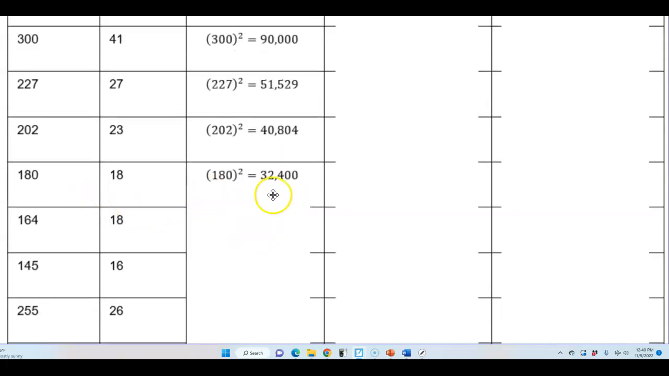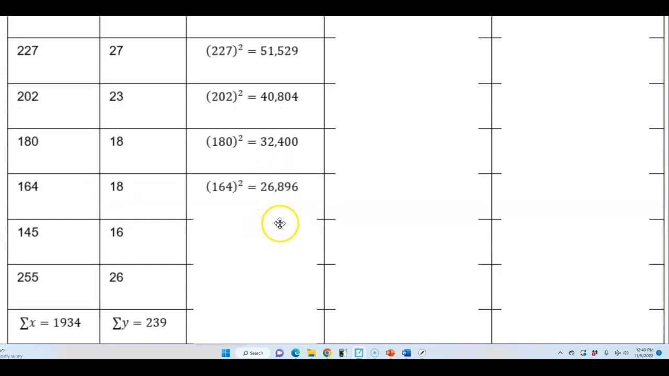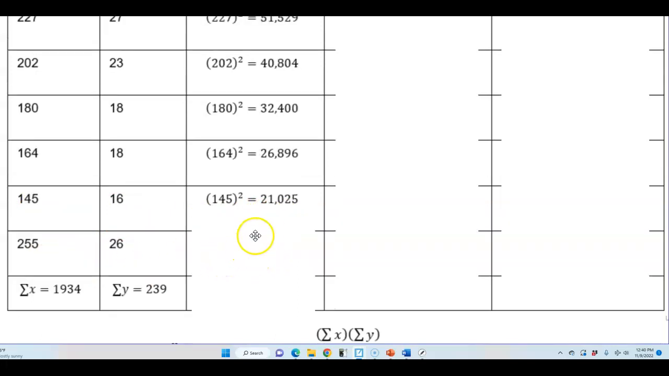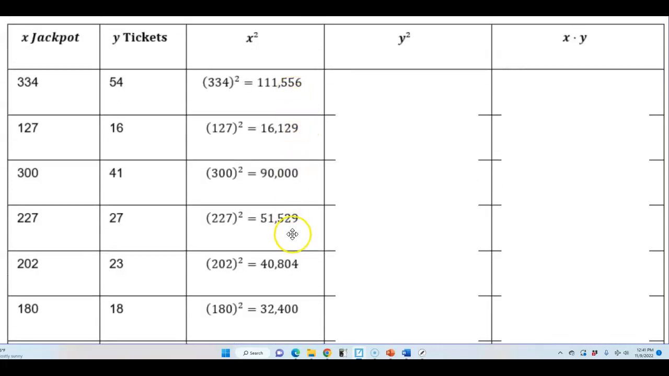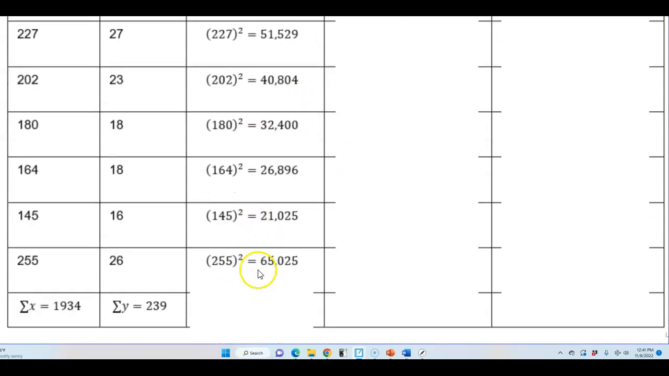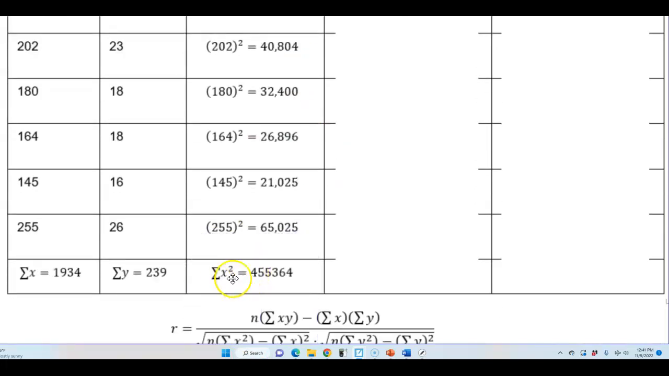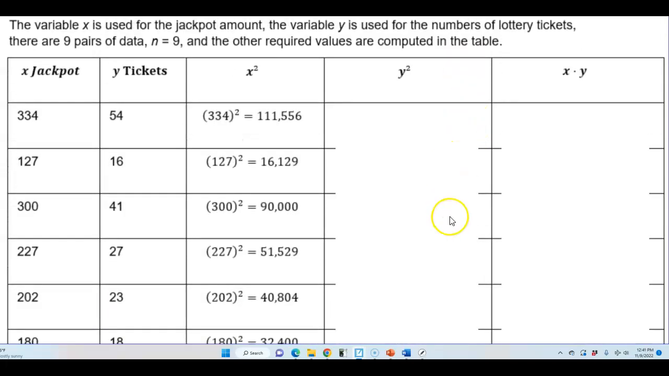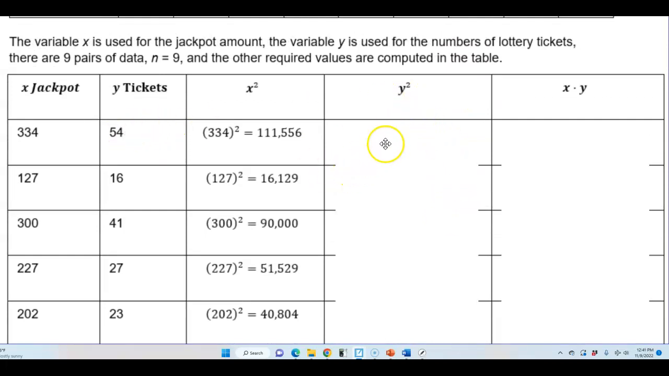If we take 180 and square that, we get 32,400. If we take 164 and square that, we get 26,896. If we take 145 and square that, we get 21,025. And if we take 255 and square that, we get 65,025. Now we want to add up this column. We want to find the sum of x squared. When we add up all these values, we get 455,364.